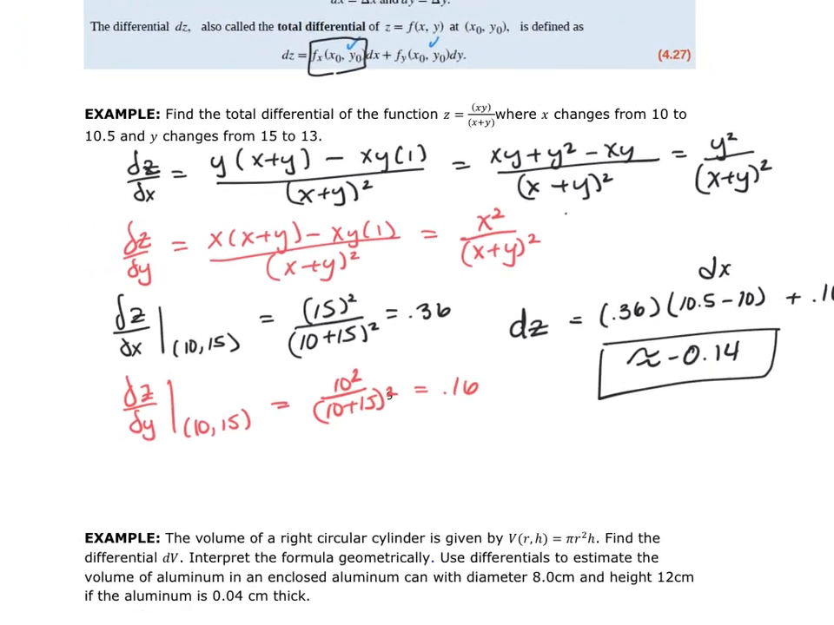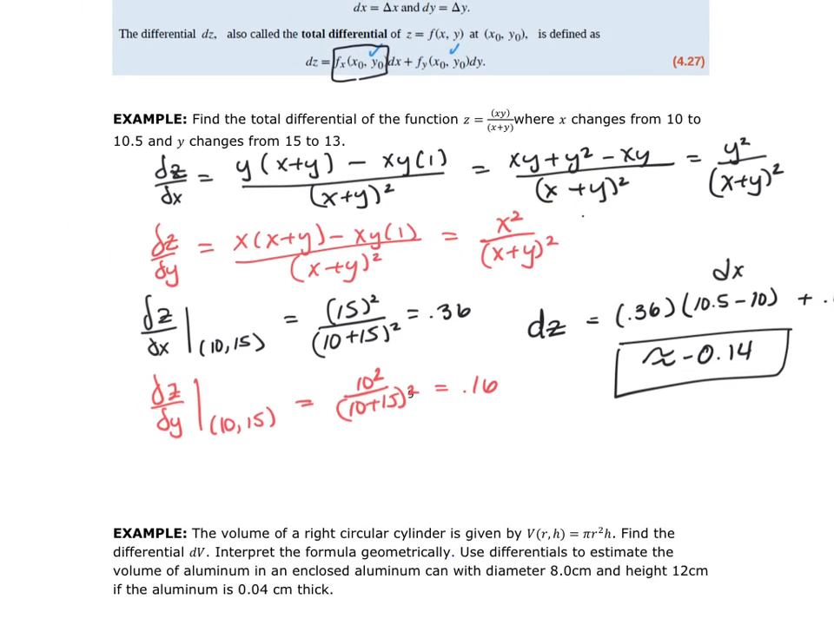And what I did is I broke it down into smaller pieces. I did first this, and then this, and then I evaluated it. If I'm going from one value to another, it's always going to be the differential, the dx and the dy. It's always going to be the to minus the from. So I went to 10.5 from 10, and I went to 13 from 15.